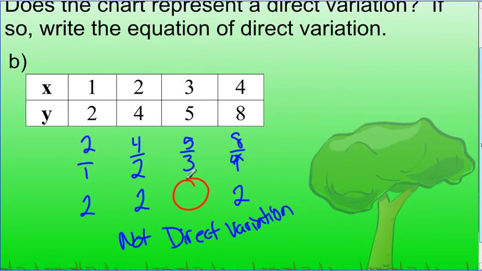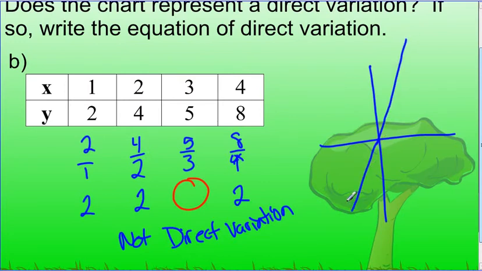Because this guy does not have the same slope as everything else. Again, if you have a graph like this, this guy has a slope of like 2, something like that. If a couple of the points are here and you get one point that is lower, like that, well, he's not on the line, which makes this set of information not follow direct variation.